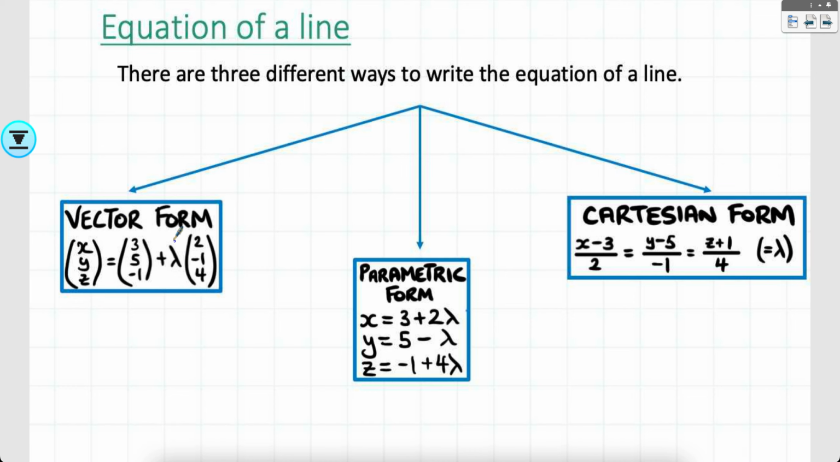Now, we don't only have one form of writing an equation of a line. This is called the vector form. We also have something called the parametric form and something called the Cartesian form. So you need to be familiar with all three and know how to move from one form to another. You need to be careful when questions ask you to write in a specific form.